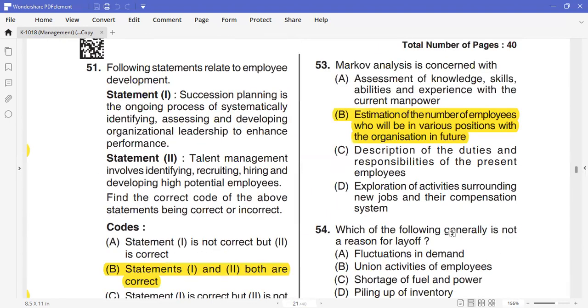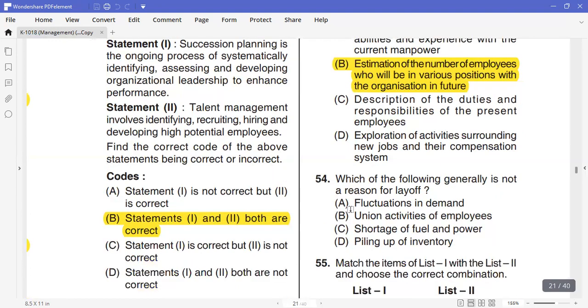Now let us take the 51st question. The following statements relate to employee development, statements 1 and 2. So here both statement 1 and 2 are right. Why? Because succession planning is an ongoing process of systematically identifying, assessing, and developing the organizational leadership to enhance the performance. So this is how succession planning happens. Talent management involves identifying, recruiting, hiring, developing high potential employees. So it's a process of identifying and developing high potential employees, which is called talent management. Therefore, both statement 1 and 2 are correct.